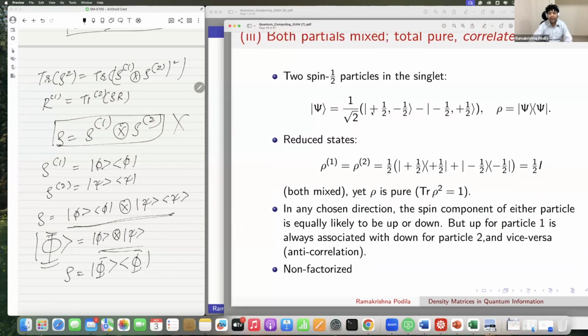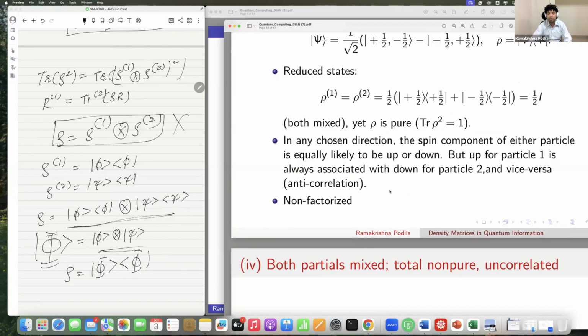So for example, if I have this kind of state, I cannot express it as a product of two states. Like you see the state vector here, I cannot express this state vector as a product of two states, unlike the previous ones, where one is spin up and another is spin down. So when it cannot be factored, that's what we call correlation.